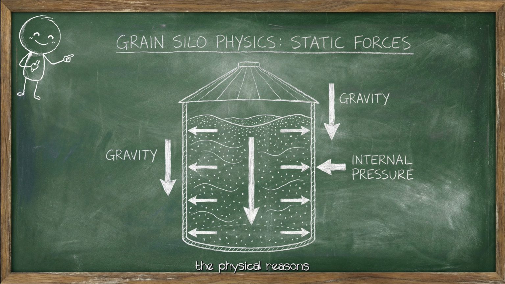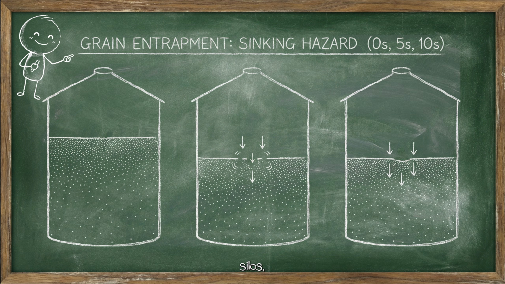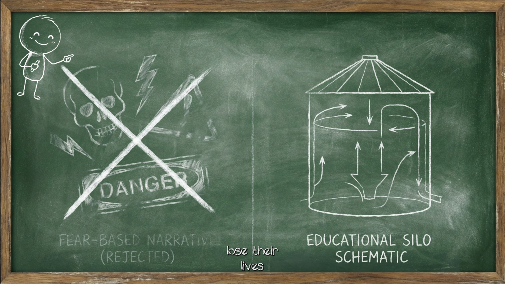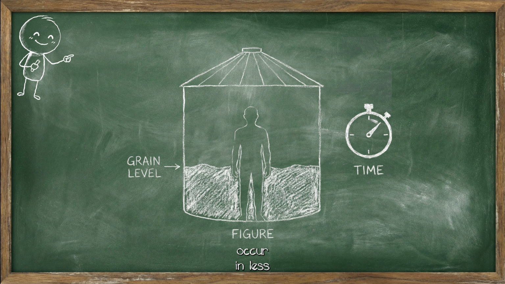In this video, we'll look at the physical reasons behind accidents that occur in grain silos, because some accidents happen in just a few seconds. Every year, dozens of workers worldwide lose their lives in grain silos, and most of these accidents occur in less than 10 seconds.